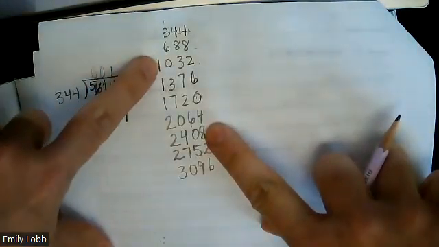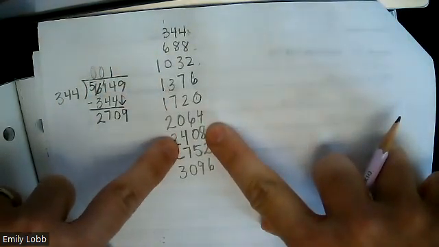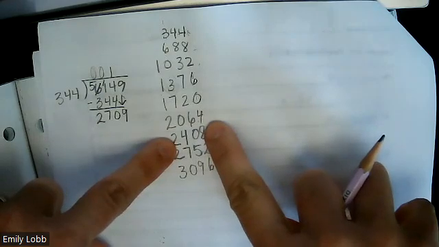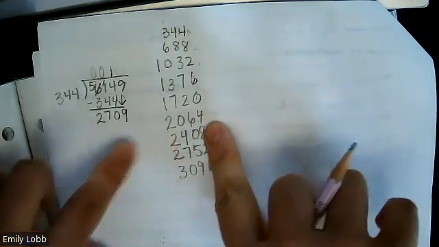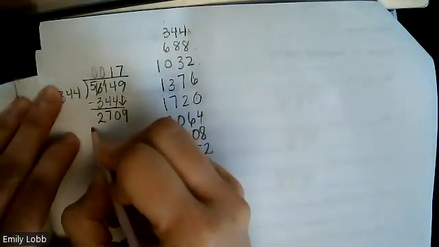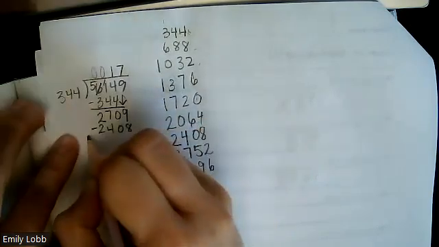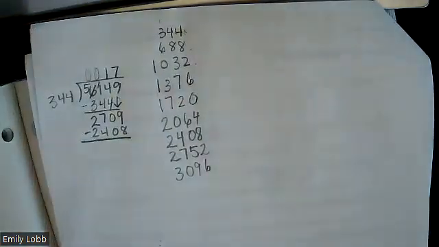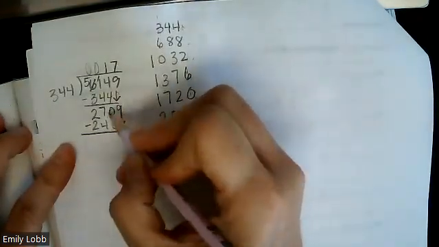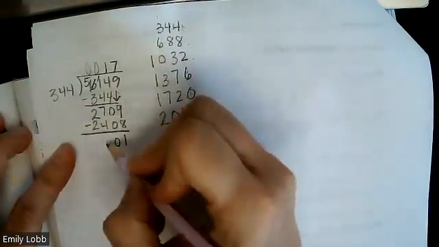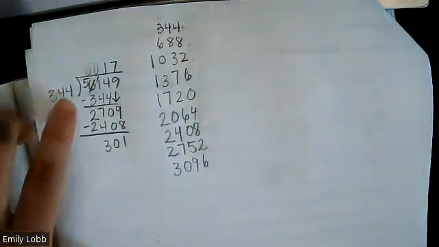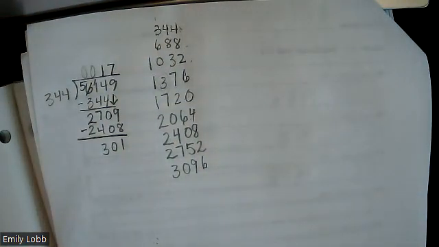How many times will 344 go into 2709 without going over? So this is 1, 2, 3, 4, 5, 6, 7 times. Almost 8 times, so just 7. And that is 2408. So this was so close to another time, right? 9 minus 8 is 1, 7 minus 4 is 3. So we were only like 43 away from going in one more time.